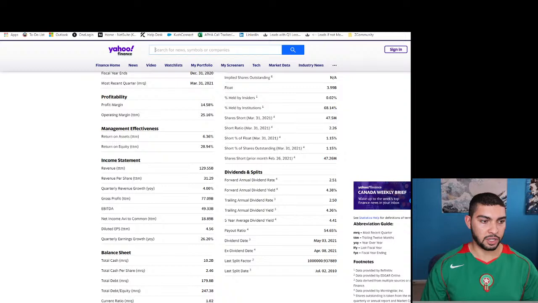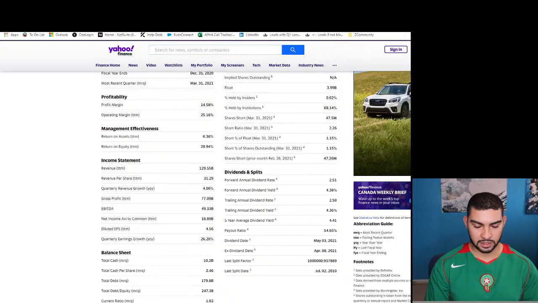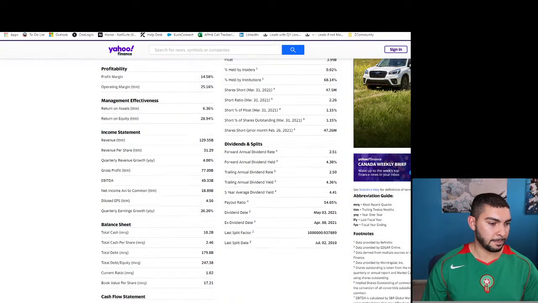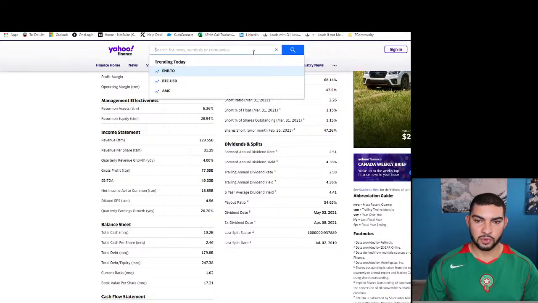Okay, shares held by institutions, yikes, 68%. That's not a good thing. Current ratio, 1.02, which is a good thing. All right, next up, we're going to be doing KMB.